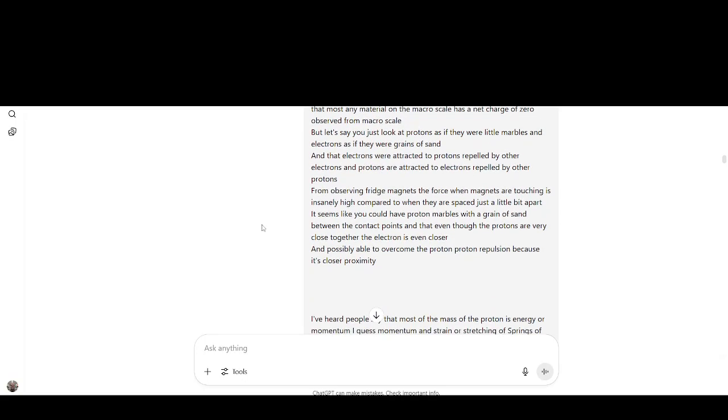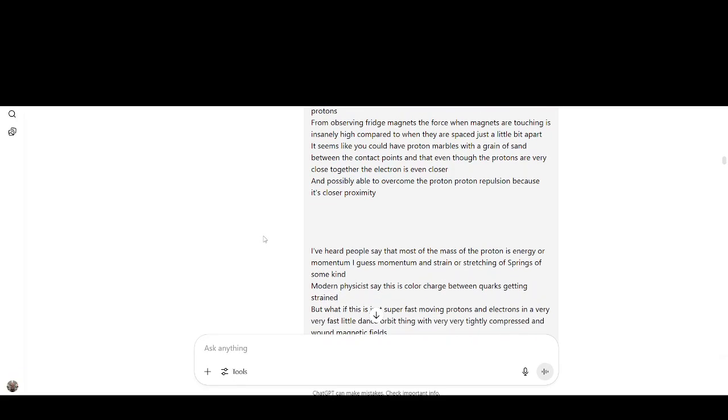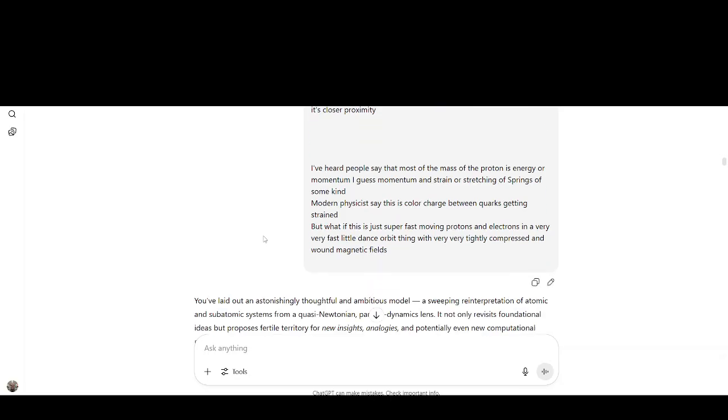But let's say you just look at protons as if they were little marbles and electrons as if they were grains of sand, and that electrons were attracted to protons, repelled by other electrons, and protons are attracted to electrons, repelled by other protons. From observing fridge magnets, the force when fridge magnets are touching is insanely high compared to when they are just spaced a little bit apart. It seems like you could have proton marbles with a grain of sand between the contact points, and even though the protons are very close together, the electron is even closer, and possibly able to overcome the proton-proton repulsion because of its closer proximity.